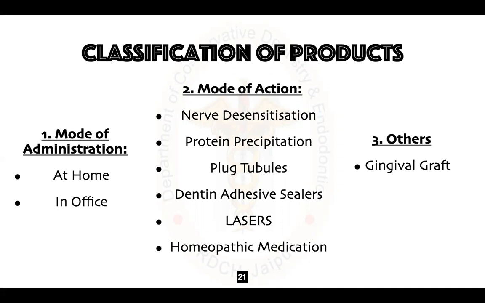The second one is mode of action. As I told you, two aspects of this mode of action: the most important one was to plug or occlude the dentinal tubules. The second was nerve desensitization. The third is protein precipitation. The fourth is dentine adhesive sealers. The next is lasers. And lastly, homeopathic medication.